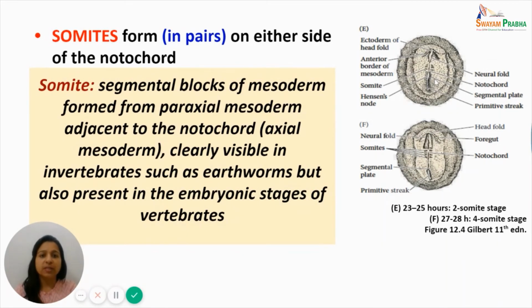Notochord, if you remember, is formed from the axial mesoderm. These somites are clearly visible in the invertebrates' body, such as those of earthworms, but they are also present in the embryonic stages of certain vertebrates. These somites form the axial skeleton of the vertebrate body in the adults.